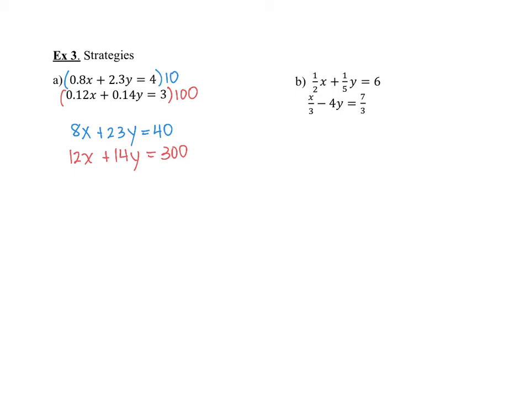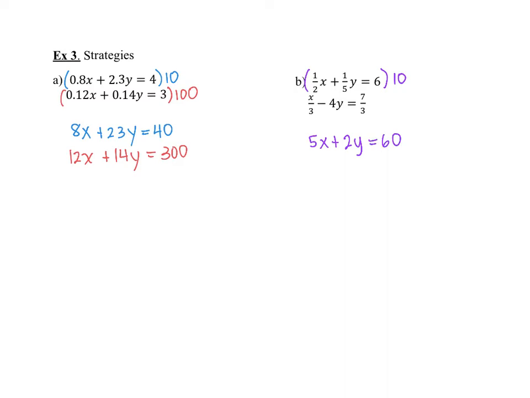Okay, now example B is just showing you if you have fractions that don't have common denominators, you might want to cancel the fractions by multiplying by the common denominator. So for this first equation, 1/2 x plus 1/5 y equals 6. The common denominator between 2 and 5 is 10. So if I multiply the entire equation by 10, it would eliminate the fractions for me, but it would still be an equivalent equation. So half of 10 makes it 5x. Fifth of 10 is 2y equals 60.